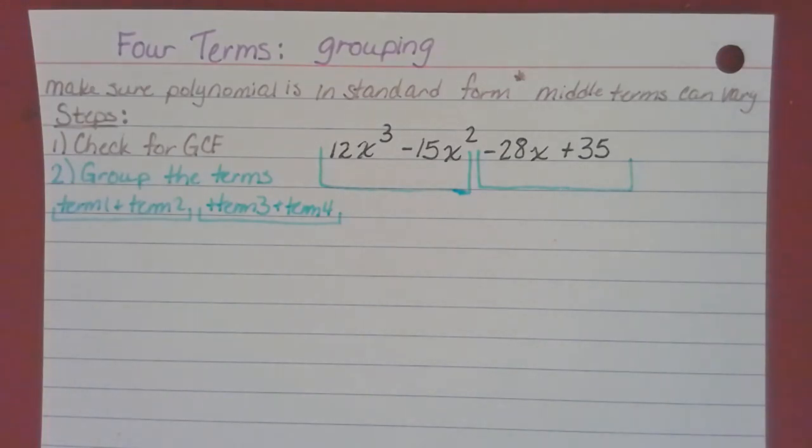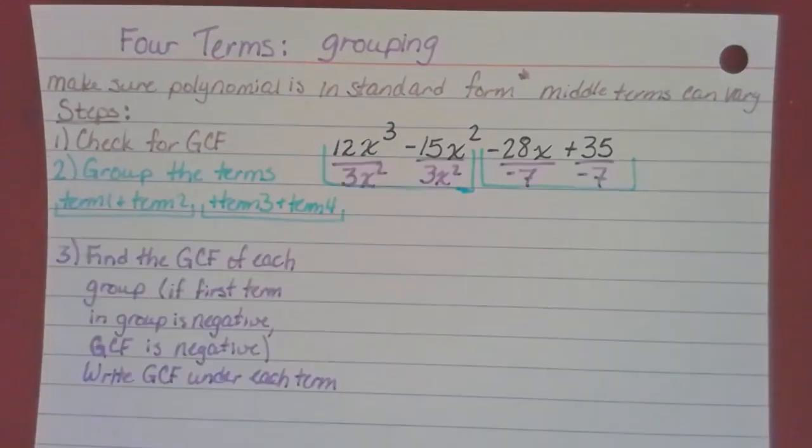And then our next step is to group the terms. We're going to group terms 1 and 2, and then group terms 3 and 4. Now, when I do my grouping on my work, I always make sure I give myself some room to write in them for our next step, which is to find the GCF of each group. And keep in mind, if the first term in a group is negative, the GCF is going to be negative. And we're going to write that GCF under each term.